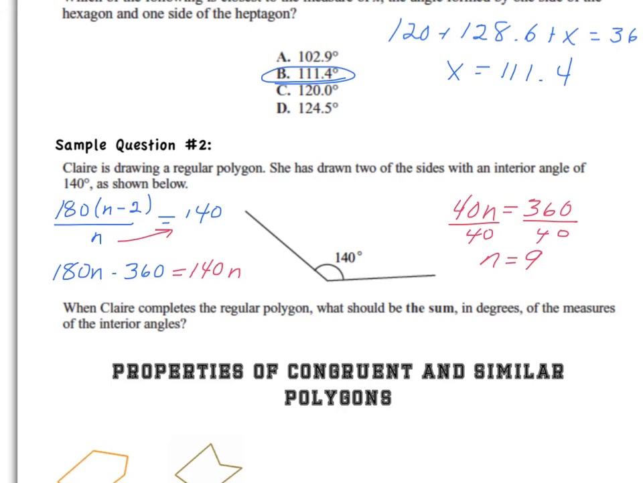Now, that's not what they've asked me to do. They've asked me to tell what is the sum in degrees of the measures of the interior angles. So now all I need to do is 180 times 9 minus 2, so that's 180 times 7, which is 1260. And this is my answer.